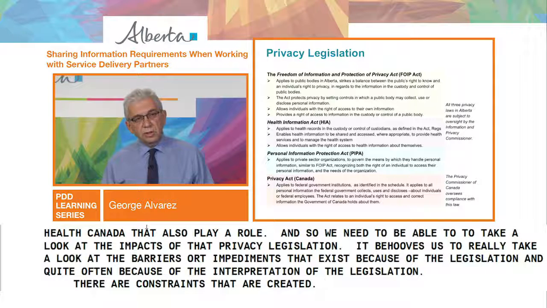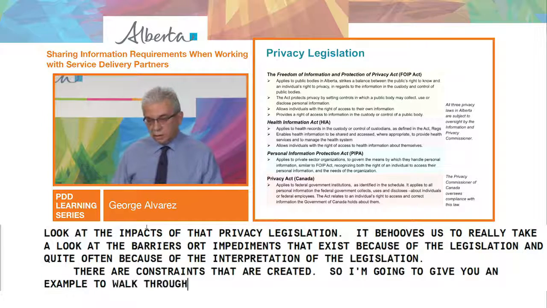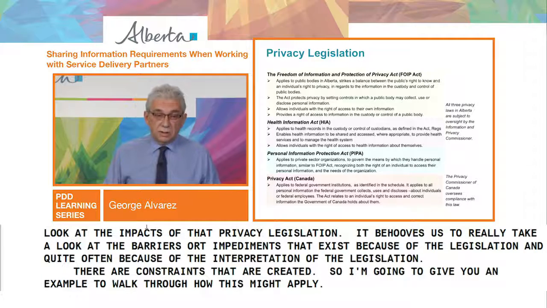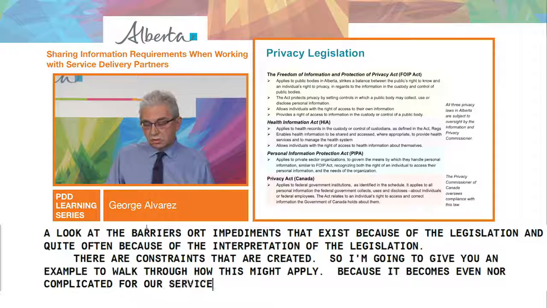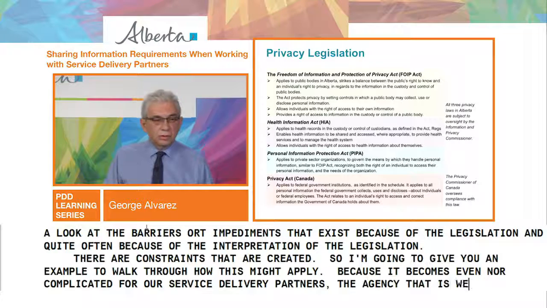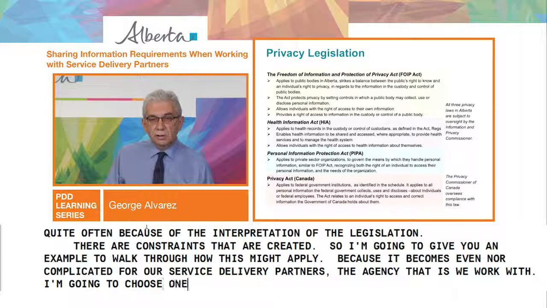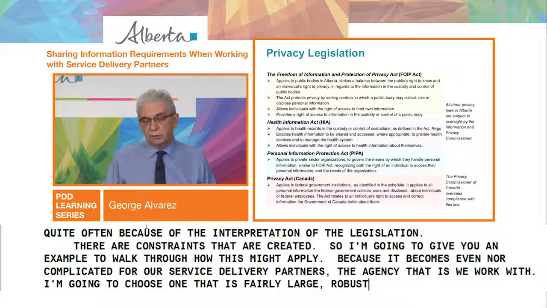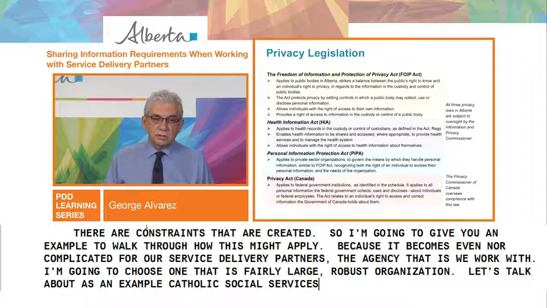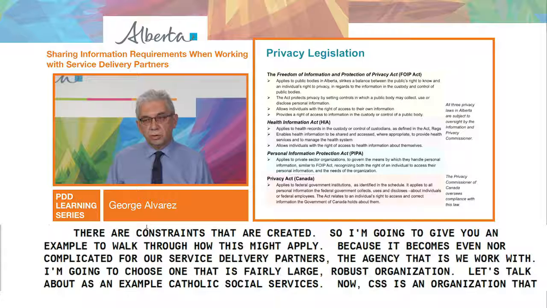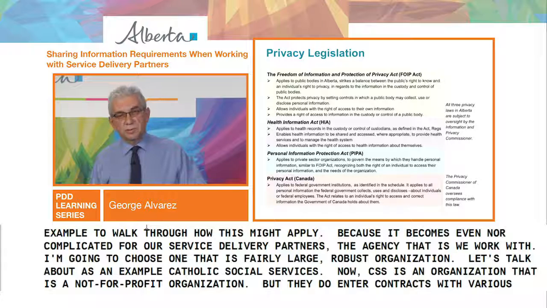So I'm going to give you an example to walk through how this might apply, because it becomes even more complicated for our service delivery partners, the agencies that we work with. I'm going to choose one that is a fairly large, robust organization. Let's talk about, as an example, Catholic Social Services. CSS is a not-for-profit organization, but they do enter into contracts with various organizations. So we may contract with them to provide some services.